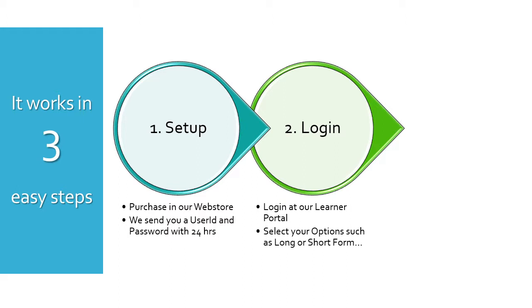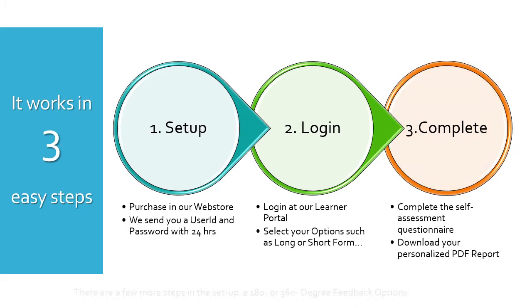Second, you'll log in at our learner portal using that user ID and password. The system may give you some options, such as taking the long or short form of an assessment, but just follow along with whatever options are relevant to the assessment that you're taking. Third, you'll complete the self-assessment questionnaire online and download your personalized PDF report of results. We should note there are a few more steps in the setup process if you're taking a 180 or 360-degree assessment, but we'll provide those at the time of purchase.